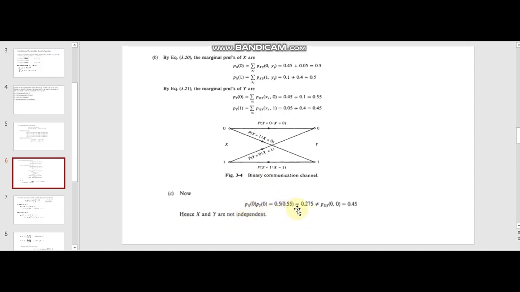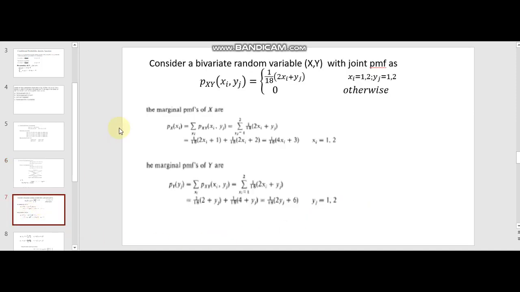When we take their product, this is 0.275, which is not equal to the joint probability of x and y when x is equal to 0 and y is equal to 0. So we can say that x and y are not independent. Next, move to another problem.